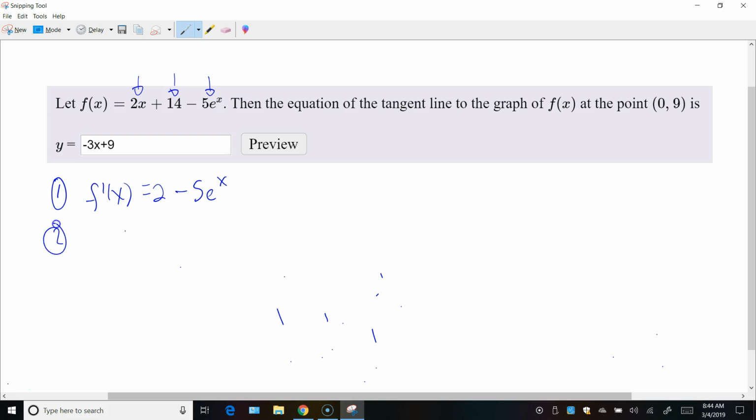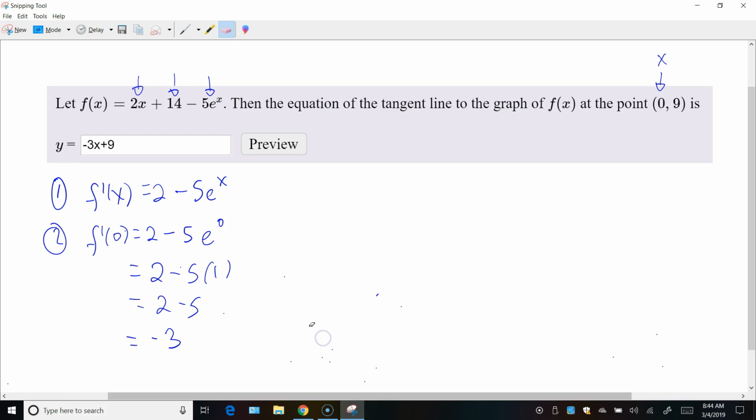From there, you need to find the value of the slope. Look at the point. The x-coordinate of the point right here is equal to 0. So you need to plug that value into the derivative to find the slope. You're going to do f prime of 0 equals 2 minus 5 times e to the 0. Work that out. e to the 0 is 1. This is now 2 minus 5, which is then negative 3.